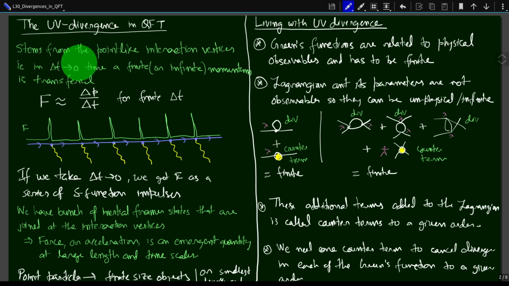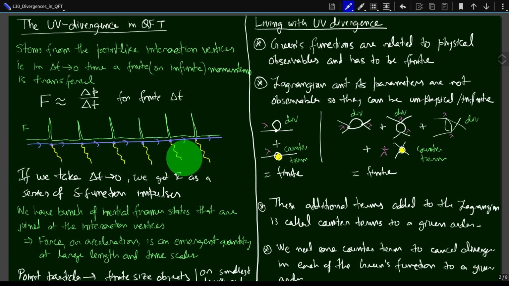It basically stems from the point-like interaction vertices in any of the diagrams. That is, in the delta t going to 0 limit, where t is the time, a finite or an infinite momentum is transferred. So we know that force is delta p by delta t. And if I take the t going to 0 limit, I'll get the exact thing. This is the finite difference expression for that. Okay, there is finite t.